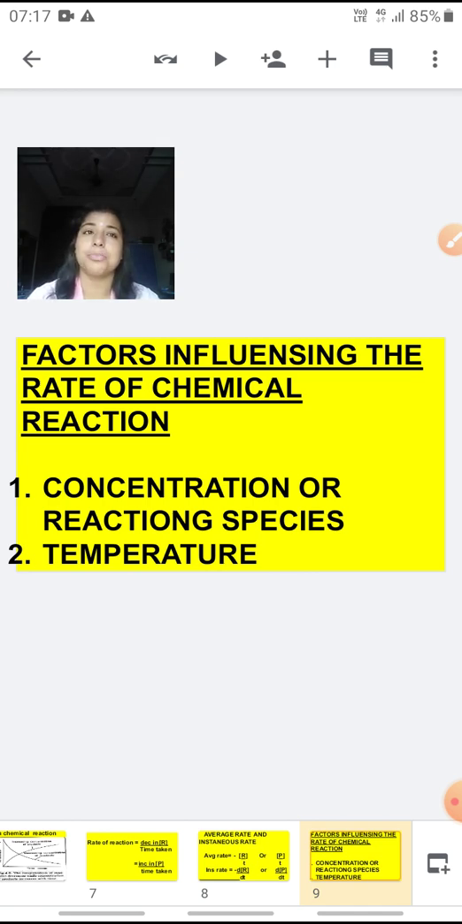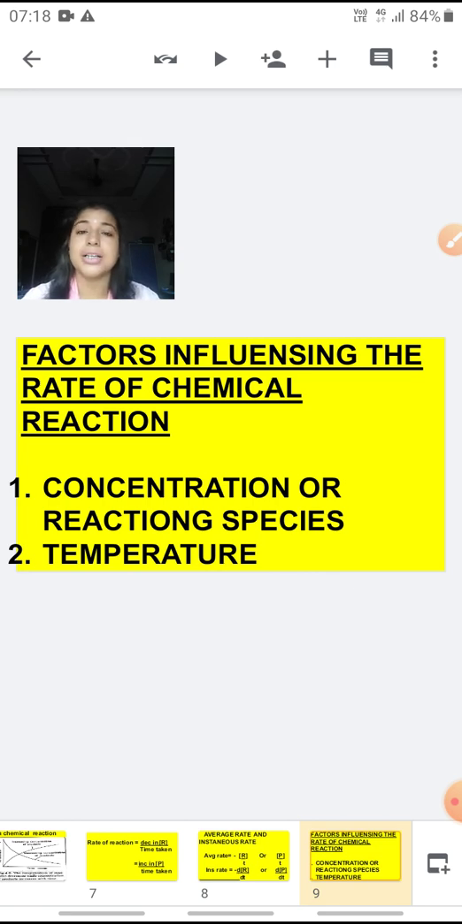In the beginning the rate of reaction is always high, as I have shown you with the help of the graph. Why is it so? It is because in the beginning the reactants are more. Higher the quantity of reactant, higher will be the rate of reaction. So you can say the concentration of reacting species is directly proportional to the rate of reaction. Lower the concentration of reactant, lower will be the rate of reaction.